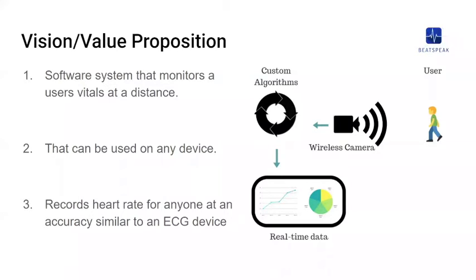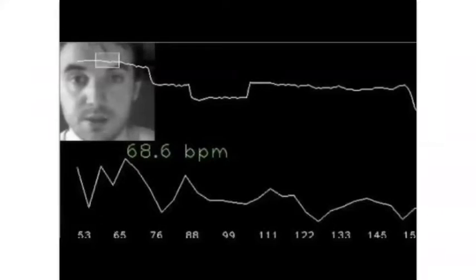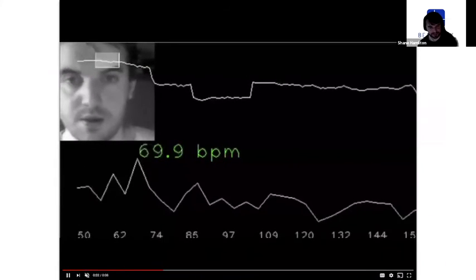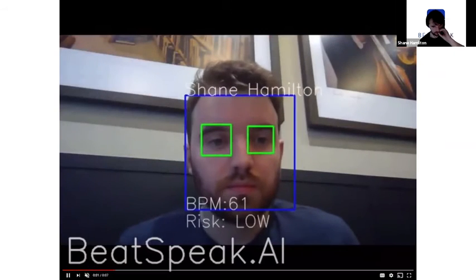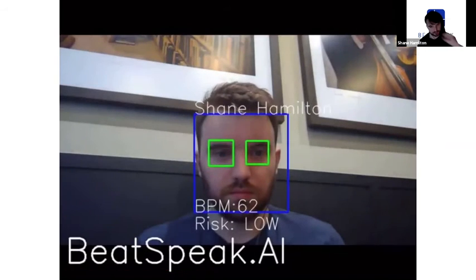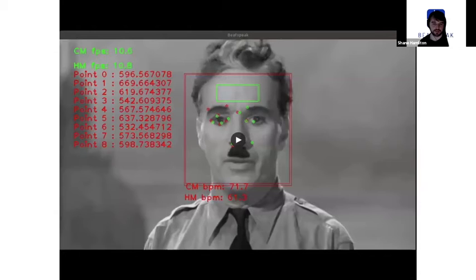So this is just a few demos. This is one of the very early demos. You can see it's picking up the heart rate, and then this is using the heart rate to assess risk to someone. And then, let's see, what's this one? This is what's happening behind the scenes. This is a clip from The Great Dictator. You can see it's measuring points, and it's also doing facial recognition, which is important. And then from there, you can see the heart rate being measured. So that's the way the system works.